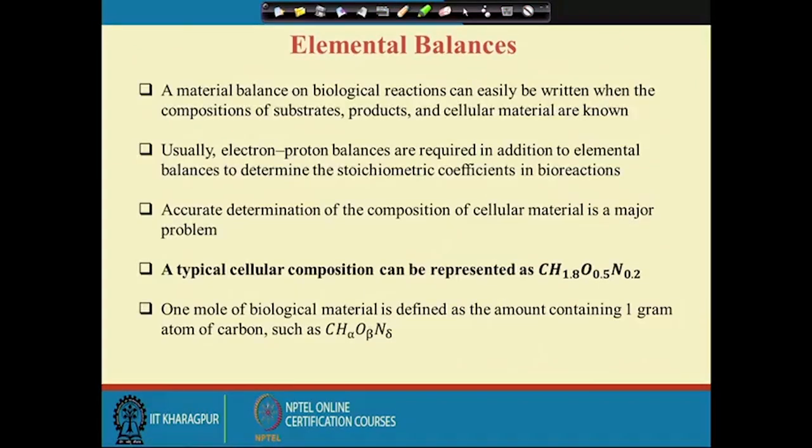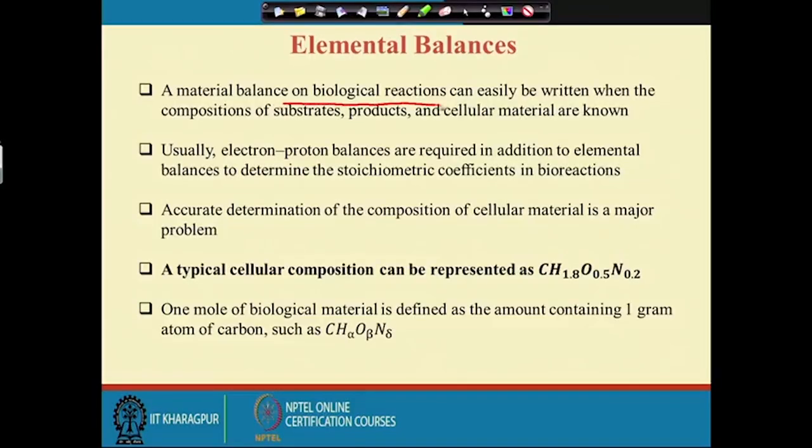When you do the stoichiometry of the bioprocess, we have to do some elemental analysis, and through this elemental analysis we can find out how much of the substrate molecule reacts with how much of other components, how much of A reacts with how much of B to give how much of C and how much of D. So we have some kind of elemental analysis. If you look at this elemental balance, the material balance of a biological reaction can be easily written if the compositions of substrate, product and cellular mass are known.